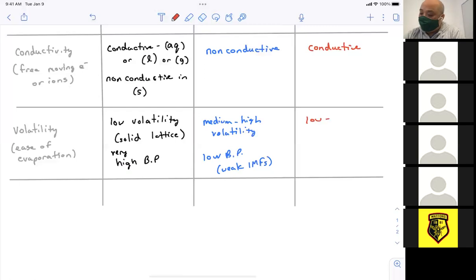Metallic, low to medium. I would probably say low for the most part. Yeah, I think I'm going to stick with low here. Low volatility, and so they usually have high boiling points. Not as high as ionic compounds, but still fairly high relative to covalent ones.